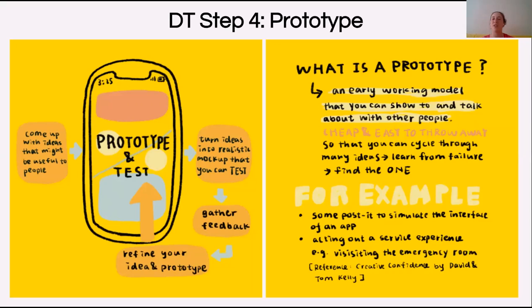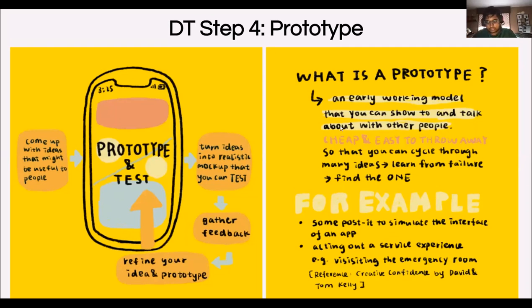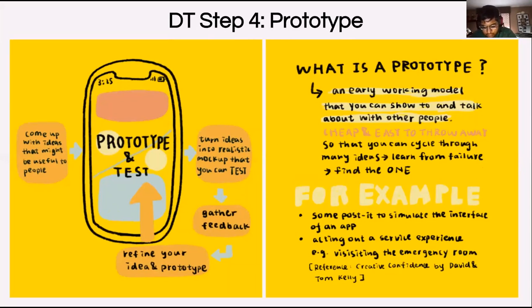So what I was saying was a prototype is an early working model that you can show to and talk about with other people. It should be cheap and easy to throw away so that you can do multiple versions of a prototype. So you can learn from the failures and from the gain points, and you can find the one prototype that works the best. For example, it says some post-its to simulate the interface of an app, like put a bunch of post-its, make them all different pages on an app.